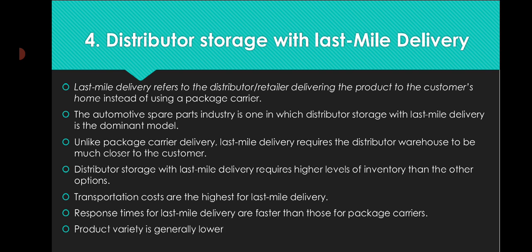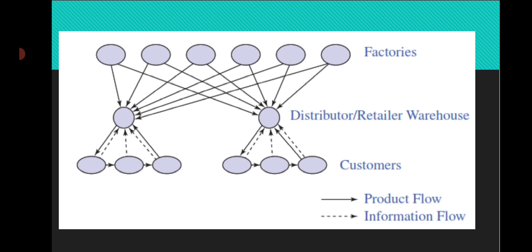Distributor storage with last mile delivery requires higher levels of inventory than other options. Transportation costs are the highest for last mile delivery. Response times for last mile delivery are faster than those for package carriers. Product variety is generally lower. Product flow and information flow is shown here.